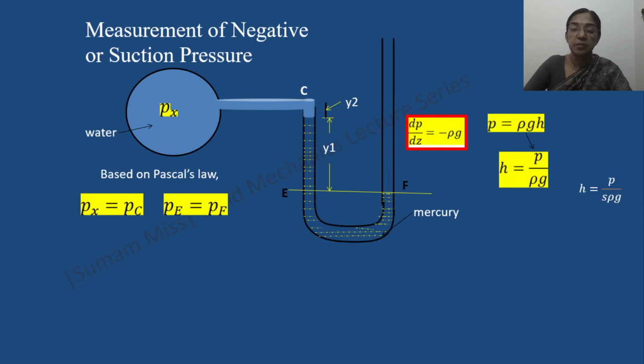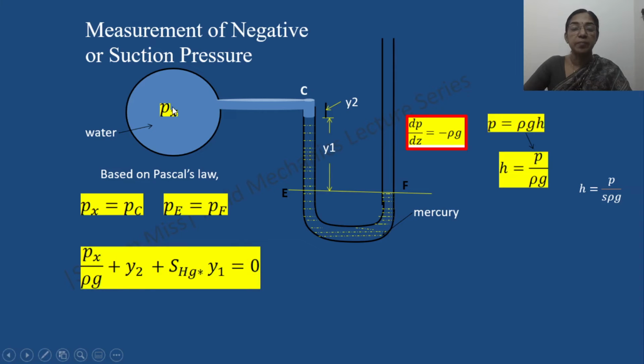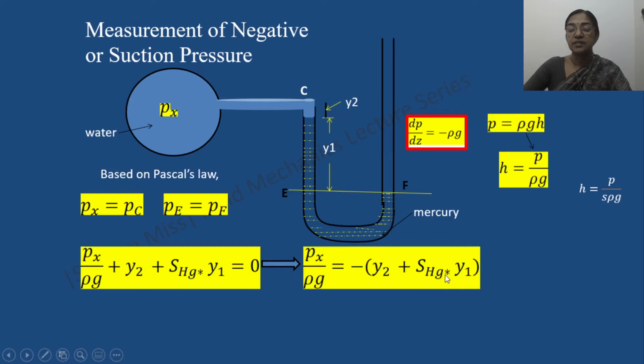Next we can write the pressure balance equation. So it is Px by rho g plus Y2 into S. Here it is water, so the value of S equals 1. So Px by rho g plus Y2, up to this, plus S of Hg into Y1, that is equal to 0, since here it is atmospheric pressure. So we can find Px by rho g equal to minus Y2 plus Hg into Y1. The negative sign indicates that the measured pressure is negative.